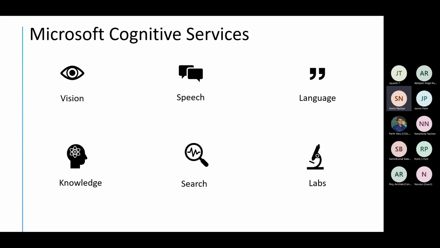Then we have Knowledge. It is again rich knowledge from the web that you can use with your own data and then search across all these kinds of things. And then again, in preview, we have a few features which we can use before the general availability of that particular feature.